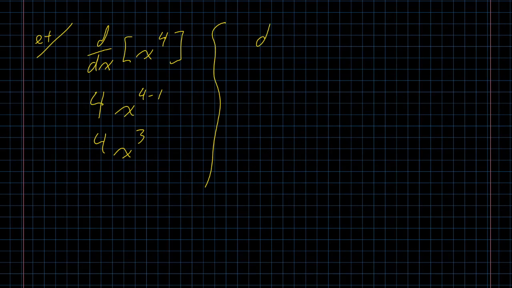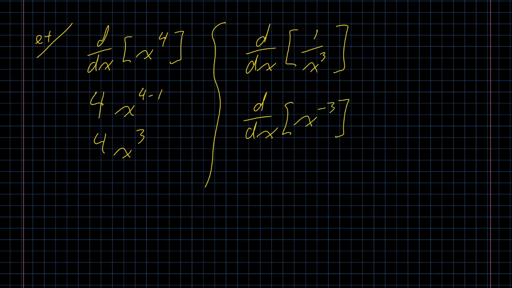If I have something like the derivative of 1 over x cubed, well, properties of exponents, 1 over x cubed is x to the negative third power. Now my n is negative 3. I put the negative 3 in front. I multiply by x to the negative 3 minus 1, which is negative 4. And sure, why not? Use properties of exponents to rewrite that back as a fraction.